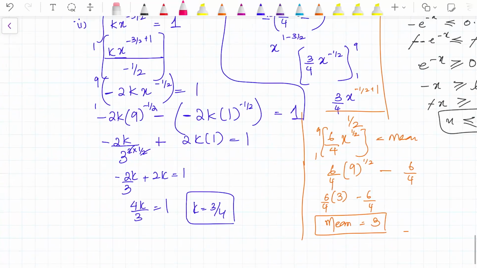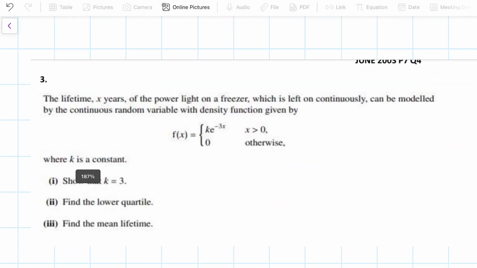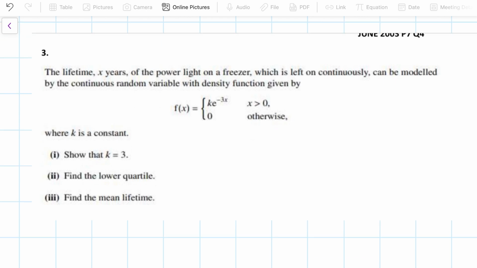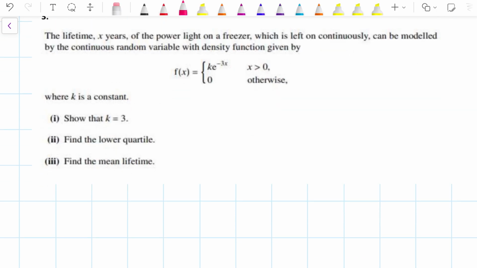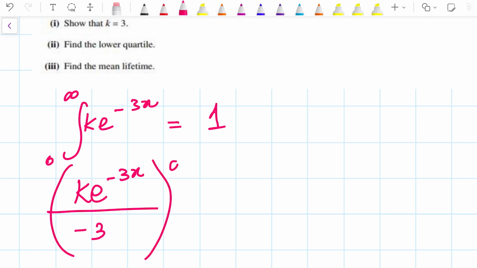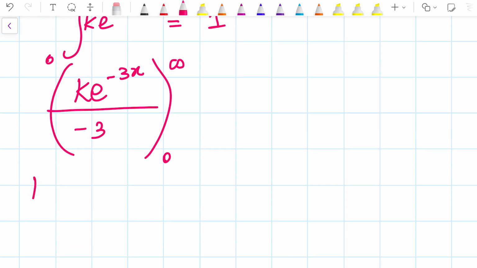Now, let's move on to one more question. Show that the lifetime of the power light on a freezer which is left on continuously can be modeled by this distribution. Show that k is equal to 3. Now, there is no end limit to it. No end limit means the end limit is infinity. Infinity till 0 and the answer is 1. Let's integrate it. Copy the function divided by the differential of the power. That's how you integrate an exponential function. Let's put the limits.